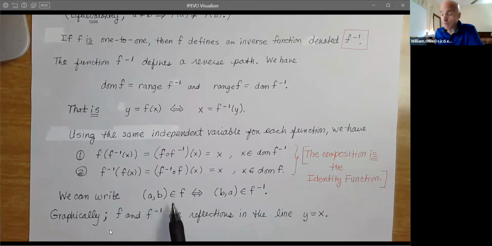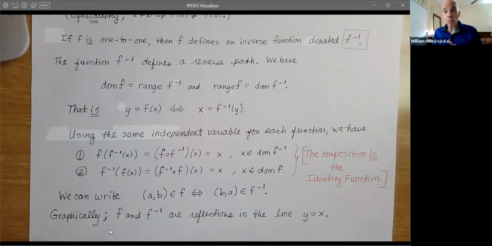we can think about the fact of the reverse path. We talk about a function as being a set of ordered pairs. Well, if (A, B) is an element of F and it's 1-to-1, then you can interchange the A and the B and write (B, A). That's an element of the inverse function. So if you truly have a 1-to-1 function, you can always say this. Just flip the coordinates. Now, what this means is that graphically, F and F inverse are reflections in the line Y equals X. That is, when you graph the functions on the same set of axes, their graphs are reflected in the line Y equals X.